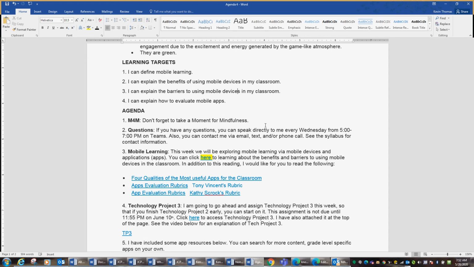Don't forget, looking at our agenda, to take a moment for mindfulness during this stressful period of time. I know that for many of us it still is. Just had a conversation about that yesterday with a colleague. So don't forget to take a moment to get yourself in the right place before you start your work each week.